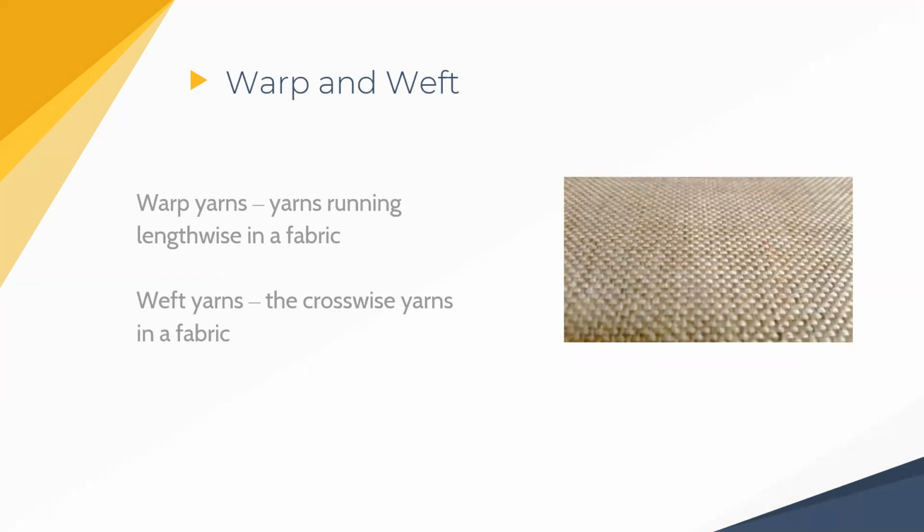Warp and weft. Finally, we come to this term, very important for fabrics and all material. Warp yarns are yarns running lengthwise in a fabric, and weft yarns are the yarns running crosswise in a fabric. So together, warp and weft make a fabric, you can say. So warp and weft, these are two terms you must know. Lengthwise and crosswise yarns together making one fabric. And this is any fabric, any material.